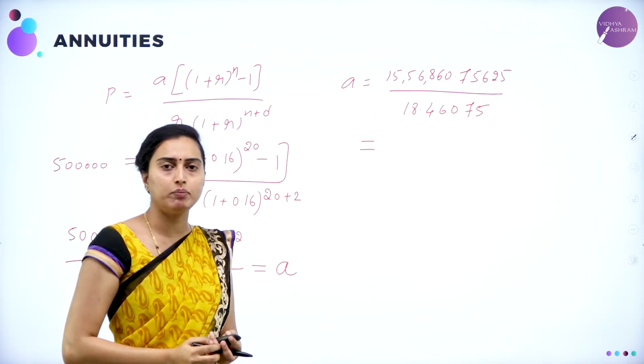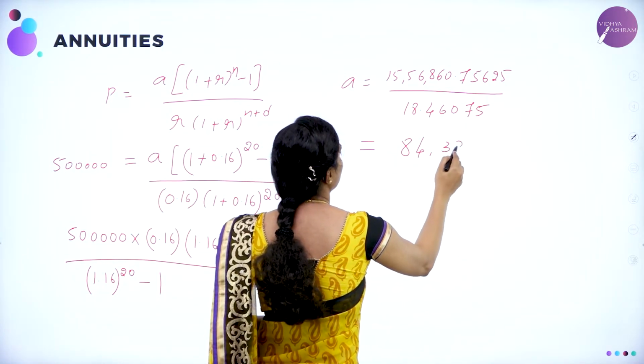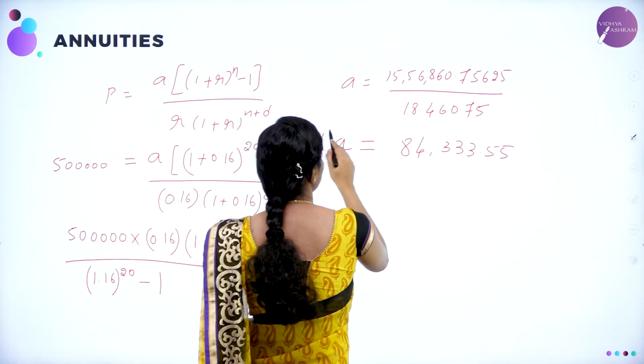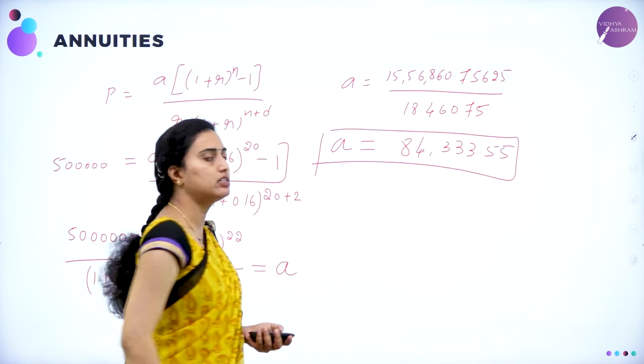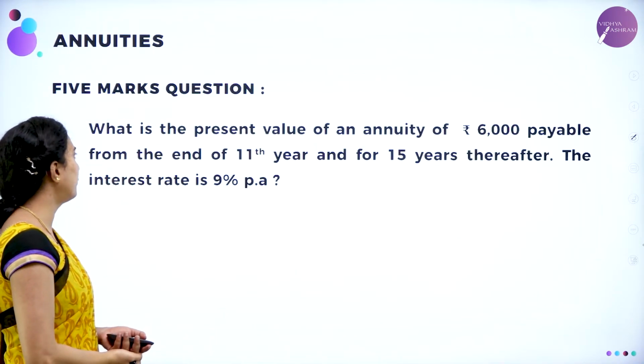You are going to get the answer as 84,333.55. So this much he is going to pay as the installment. I hope you understood this one. We'll move on to the next problem, dears.